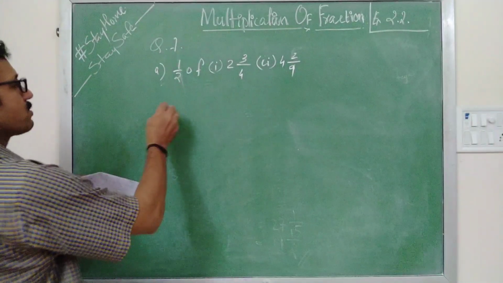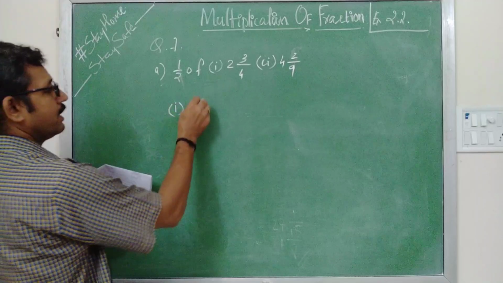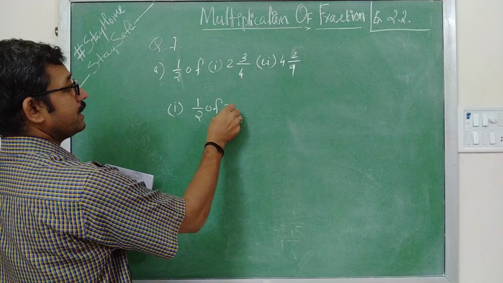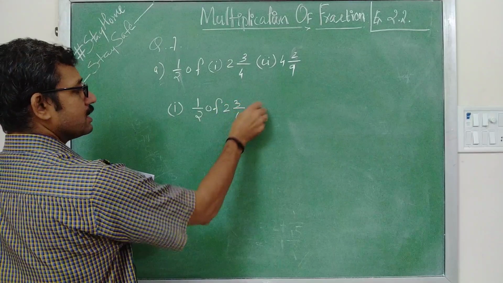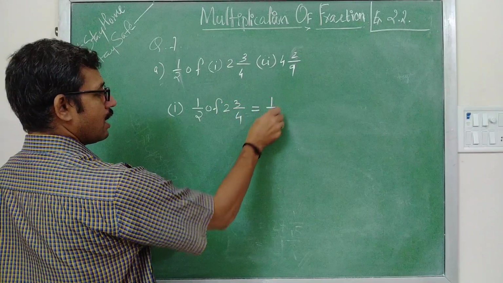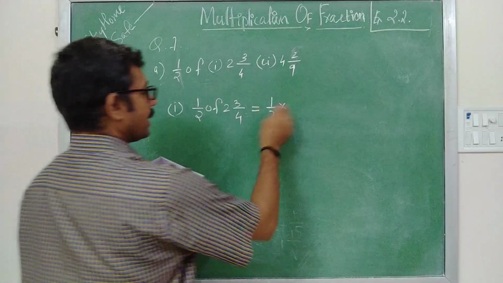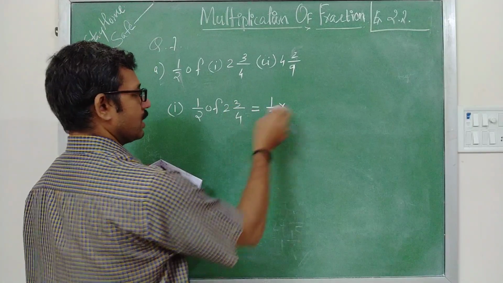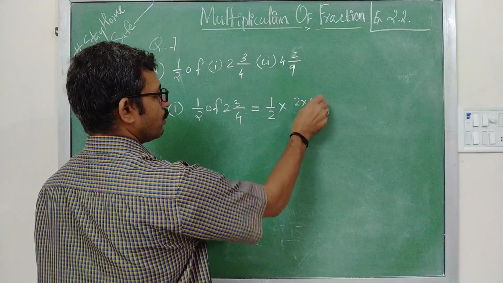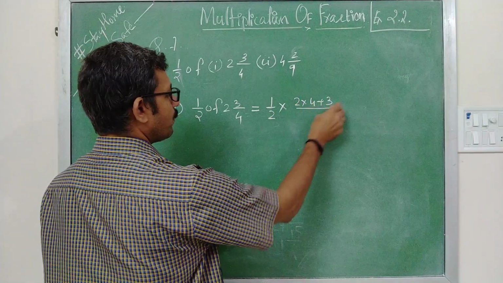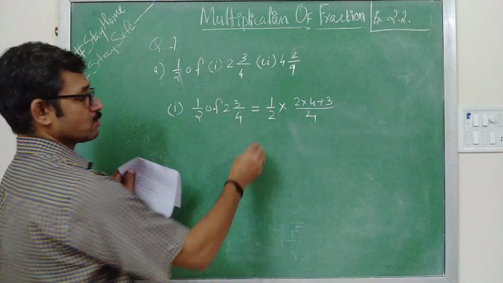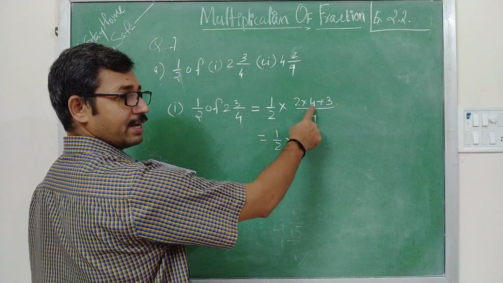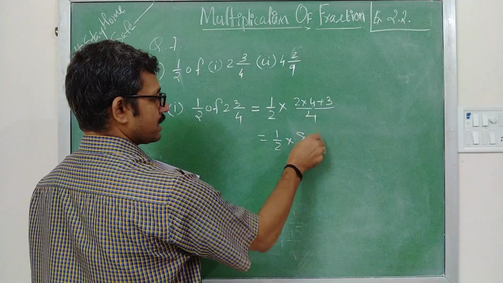So first one we will do. In the first one, it is half of 2 integer 3 upon 4. This we can write as half of, which means into. Now we will convert it into an improper fraction: 2 into 4 plus 3 upon 4. So we can write it as half into 4 twos are 8, 8 plus 3 upon 4.